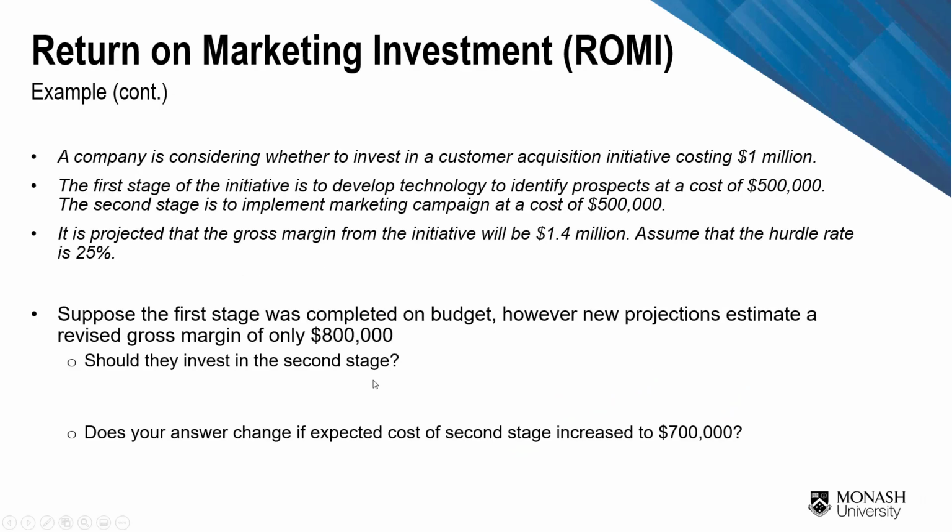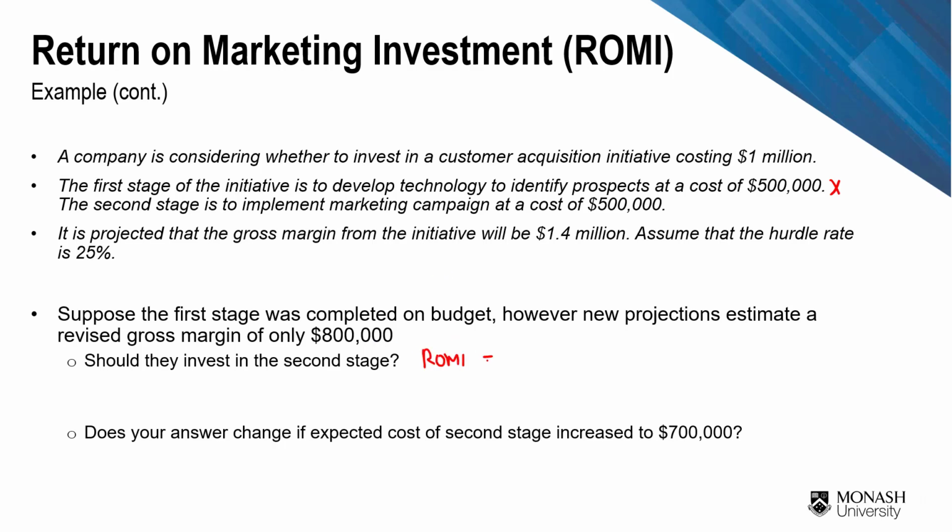So let's take a look at here. Suppose the first stage was completed on budget, right? The fact that we already completed the first budget means we can forgo that one. However, the new projection estimate revises the gross margin to only 800,000. So now the first one has been completed, which is done. The second one has not been completed, so if we want to proceed with the second stage, we are looking at the 500,000 only, okay? And the gross margin has now been revised to 800,000.